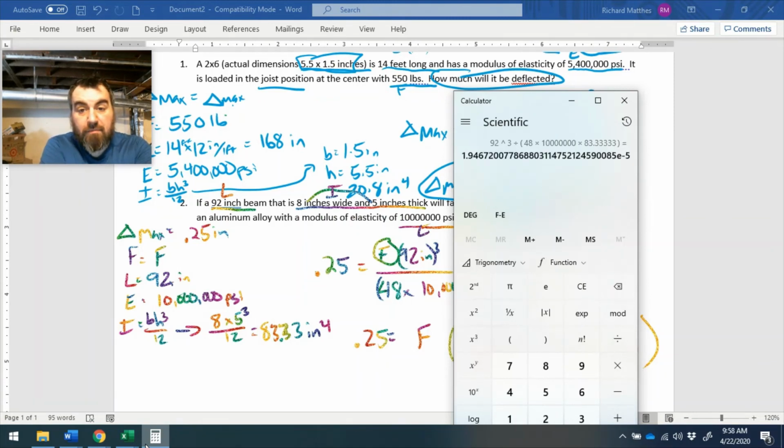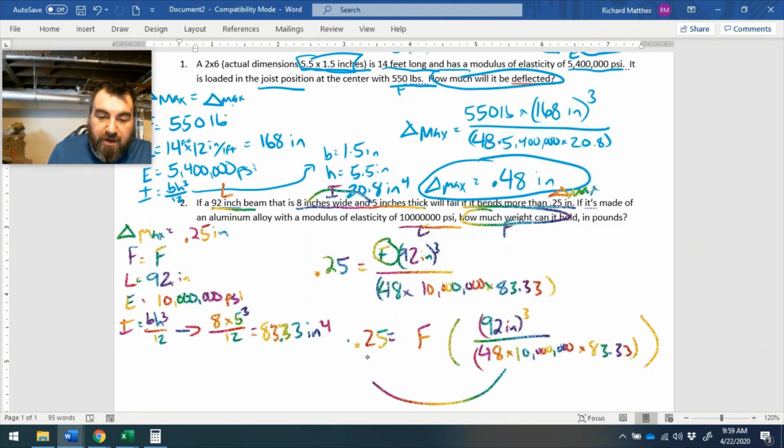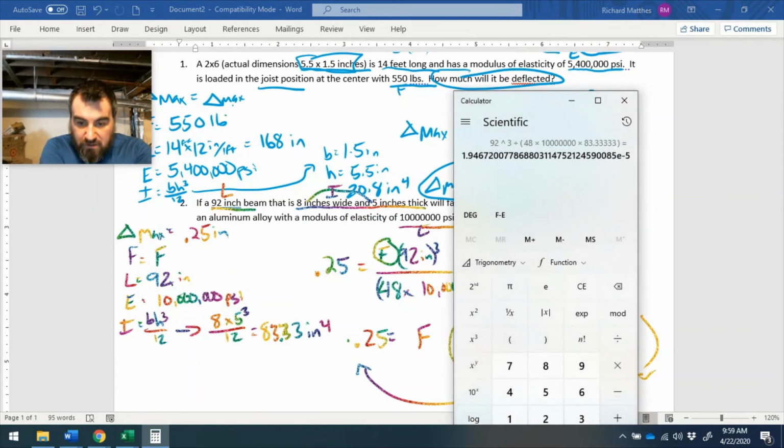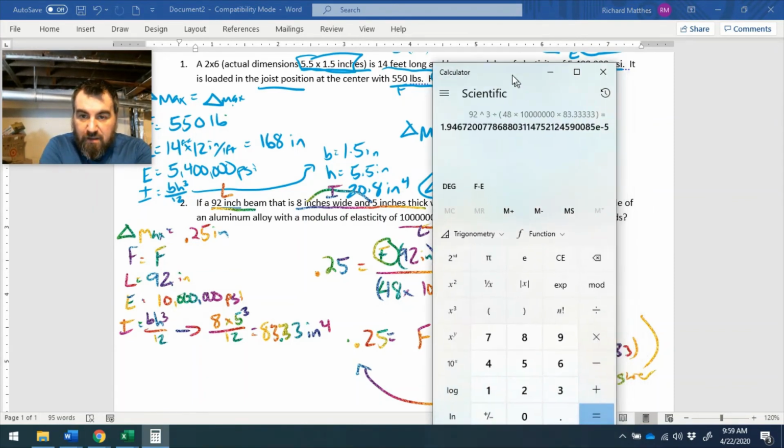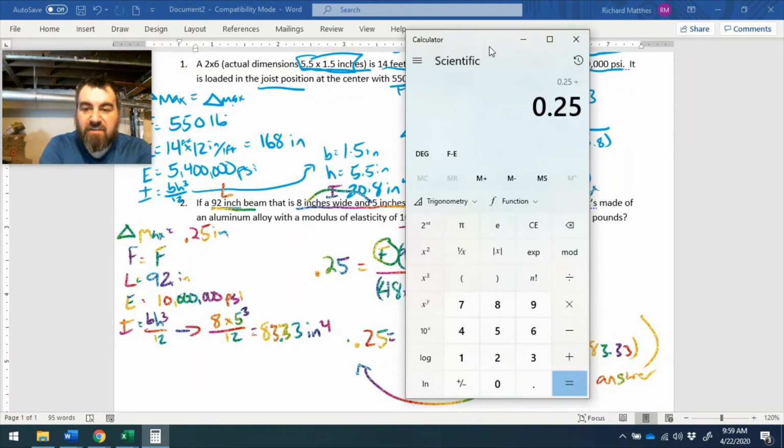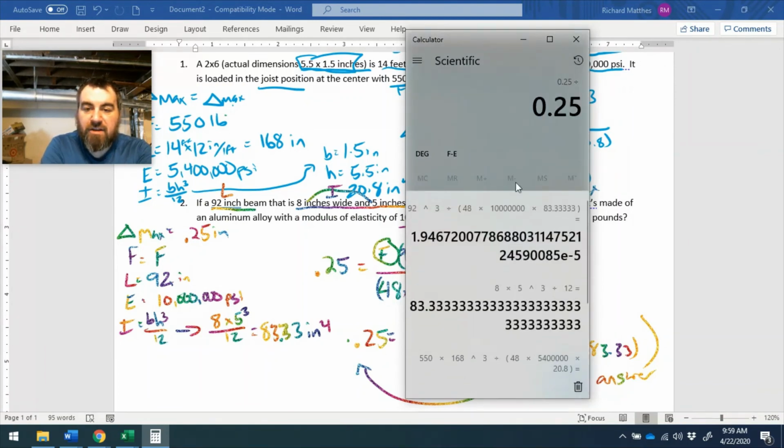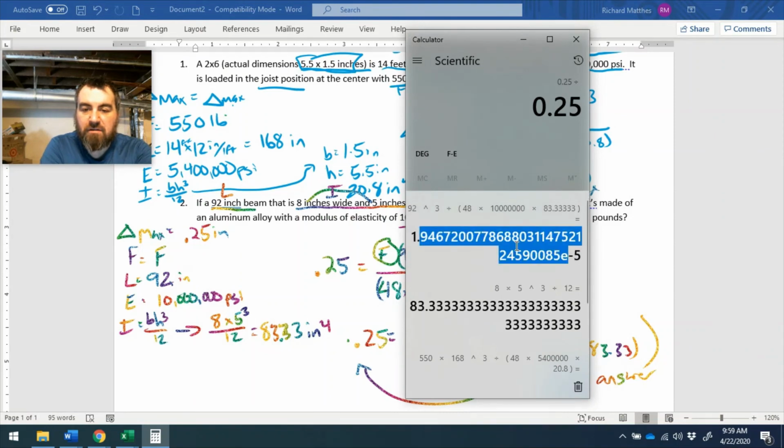Okay. All right. And we get a very, very small number. That's okay. 1.946 times 10 to the negative fifth. That's a very small number. All right. So we're going to take that number and we're going to bring it over to the other side. And since it's being multiplied by the F, we're going to divide by that answer. Okay, so we're just going to take 0.25 divided by that answer, which is right here. I'm just going to copy that.